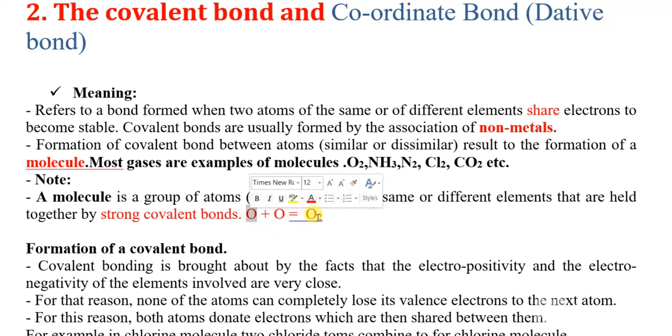Therefore, they will share the electrons to form this molecule. So most gases are examples of molecules. Very correct. Oxygen is a gas, ammonia is a gas, nitrogen is a gas, chlorine is a gas, carbon dioxide is a gas, and so many other gases are molecules. Therefore, they form covalent bonding.